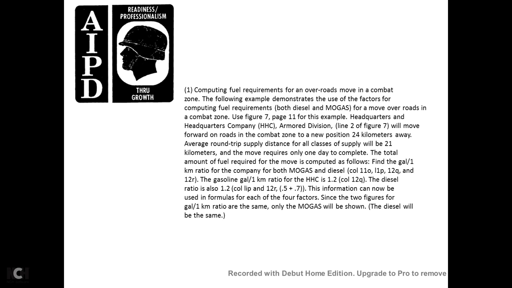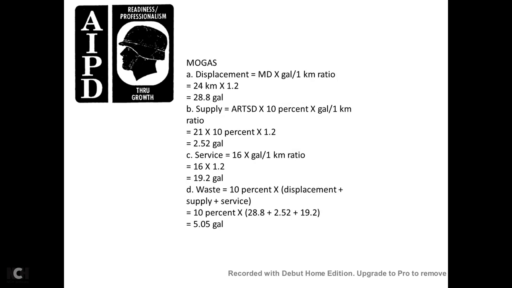This information can now be used in the formula for each of the 4 factors. Since the 2 gasoline kilometer ratios are the same, only the MO-gas will be shown, and the diesel will be the same.